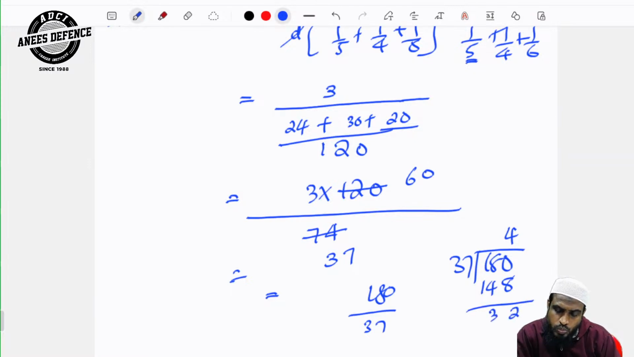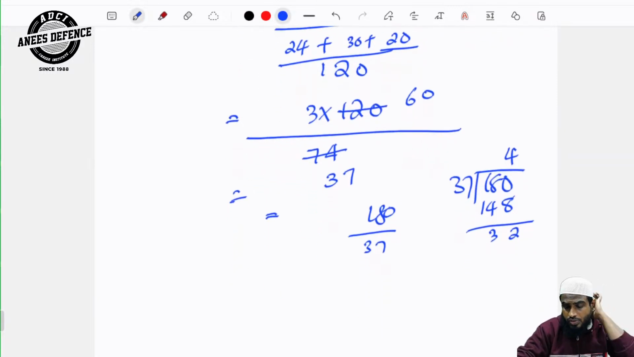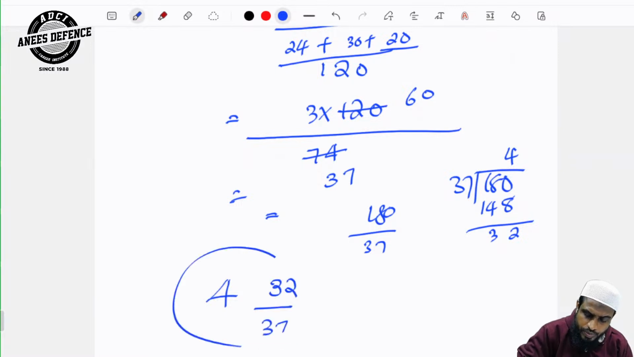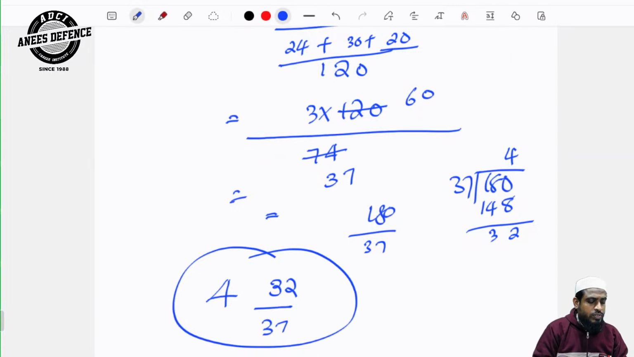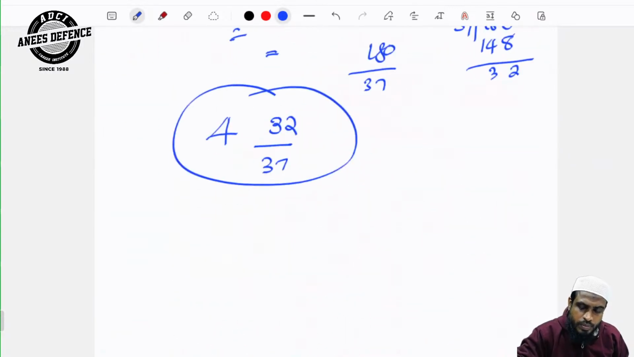30 is 32. So the remainder is 32. Quotient is 4. Divisor is 37. So the answer you can write like this: 4, 32, 37. 4 and 32 by 37. The answer is written as a mixed fraction, so based on the option you have, you have to convert. 4 and 32 by 37. That is the answer.